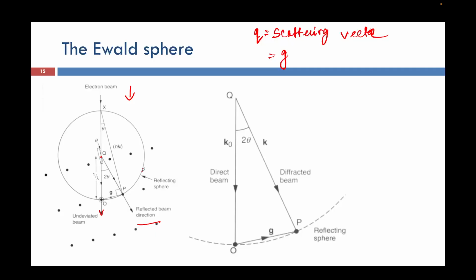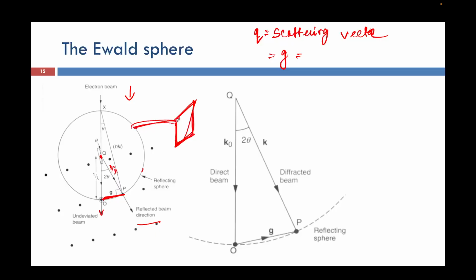Since this is 1 by lambda, and this is the center, this distance is also 1 by lambda. And this G is the difference between the diffracted beam and the incident beam. So this is the zoomed version of the phenomenon that is taking place.